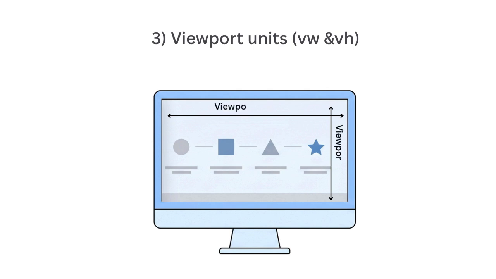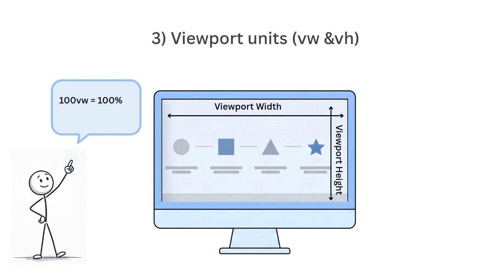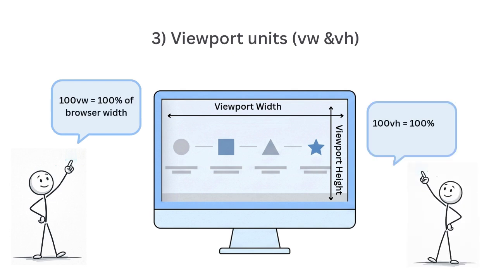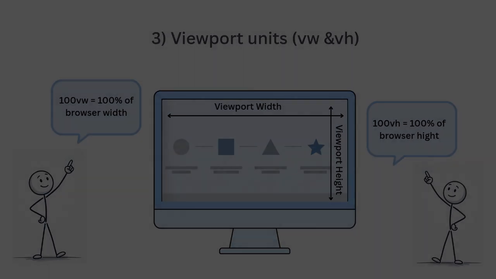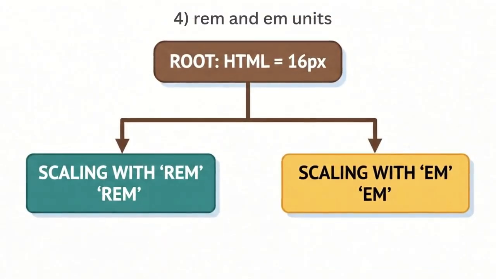Next, let's look at viewport width and viewport height. These units are based on the browser's viewport, which is the visible area where your website is displayed. 100 VW means 100% of the browser's width, and 100 VH means 100% of the browser's height. As the browser gets wider or taller, these units automatically adjust to match the viewport size. That's why they are commonly used for full-width sections, hero banners, welcome screens, and landing pages that need to fill the entire browser window. Now let's explain rem and em units.